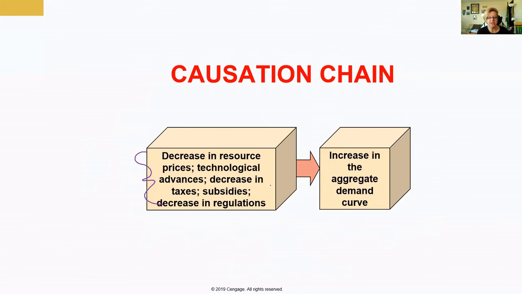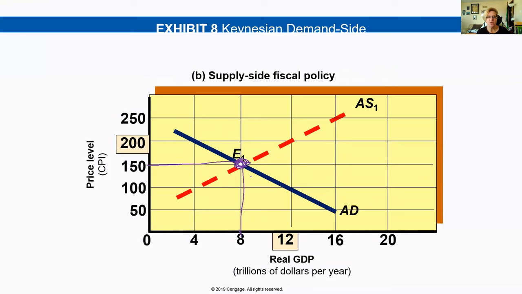Decreasing taxes. We saw that definitely in the Trump administration. Decrease in taxes, a decrease in subsidies. So those are the transfer payments. So government spending decreasing, or a decrease in regulations, which we also saw during the Trump administration. Those things will cause then the aggregate supply curve to shift outward and to the right.